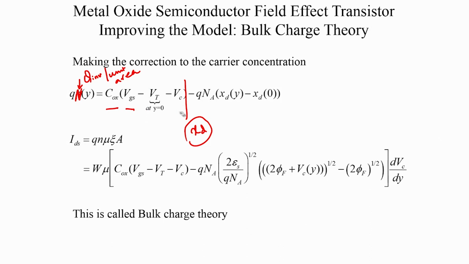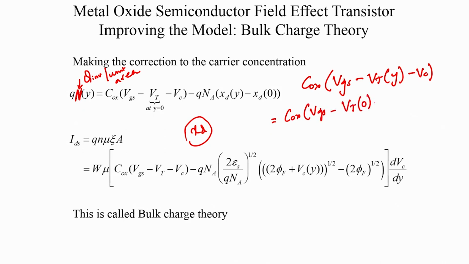So, we will use that Vt, but then we will correct for it. Instead of using Vgs minus Vt of y minus Vc, we will say that this is equal to Cox into Vgs minus Vt at y equal to 0 minus Vc minus Qna into xd of y minus xd of 0, because all the other terms, the phi ms and the 2 phi f terms, do not change. It is only this term that we will correct for. So, essentially we are subtracting Qna xd0 and instead adding Qna xd of y to this Vt here.